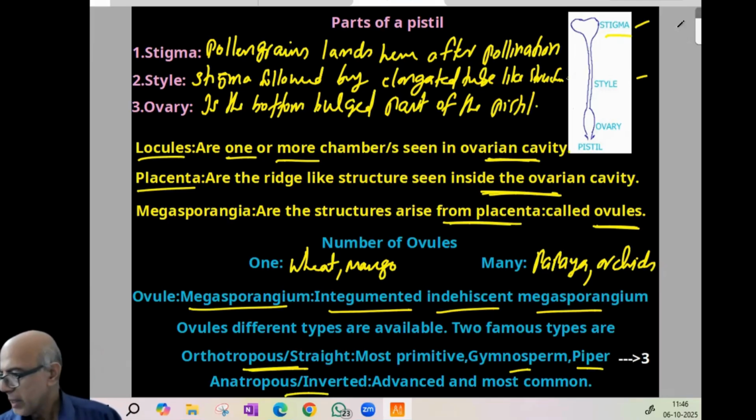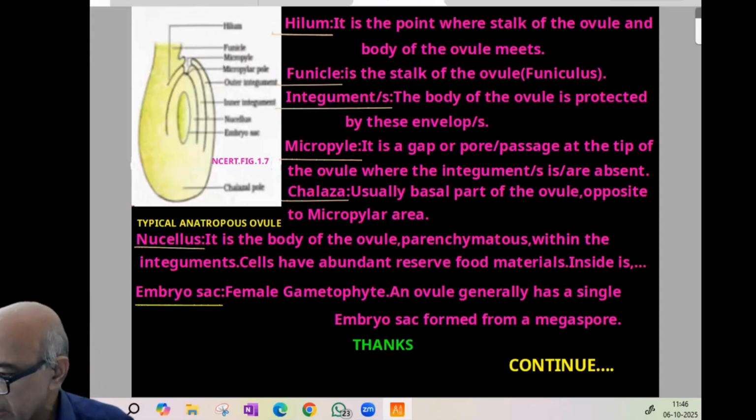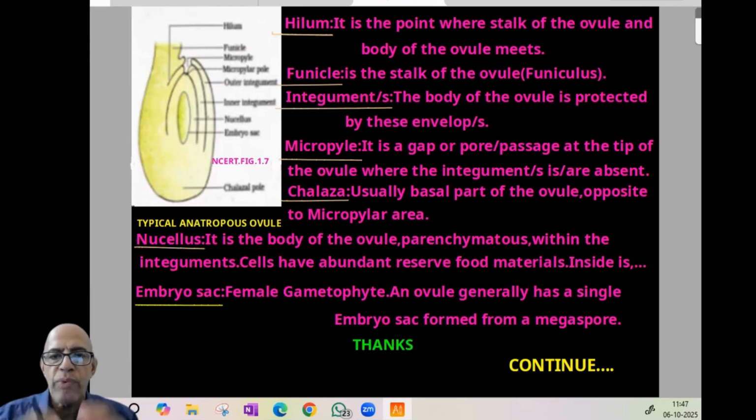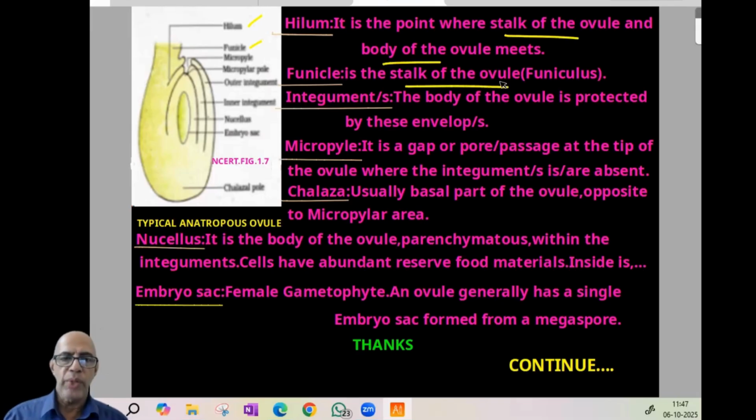I think the idea is clear. When we discuss the ovule in a detailed manner, it's another NCERT-based, diagram-based labeling theory and entrance question. First part is hilum. The diagram is here, it is labeled there, and the statement is given. Hilum means the point of attachment where the stalk of the ovule and the body of the ovule meet. Now funicle. Funicle is the stalk of the ovule, otherwise funiculus. Third is integuments. The body of the ovule is covered and protected by these envelopes, the integuments.